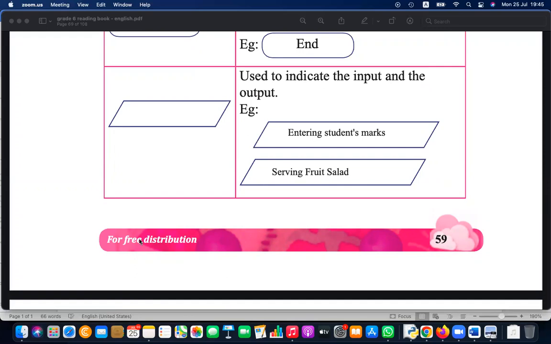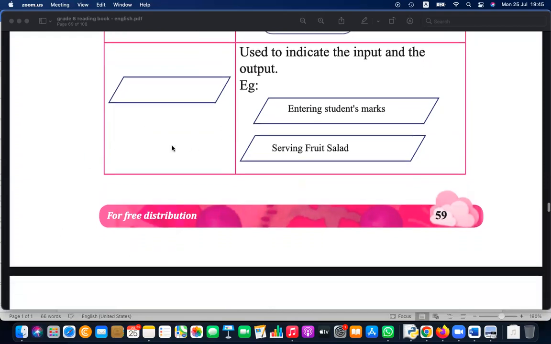Rectangle is a process. Parallelogram, right? That is input. Okay, display perimeter. Display perimeter. What is the shape?